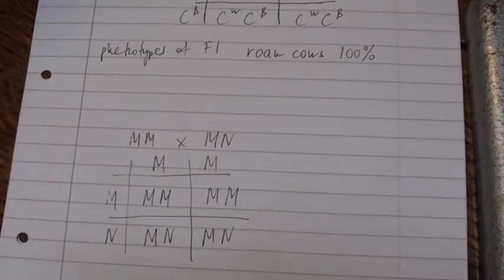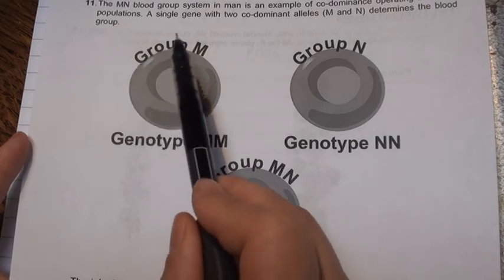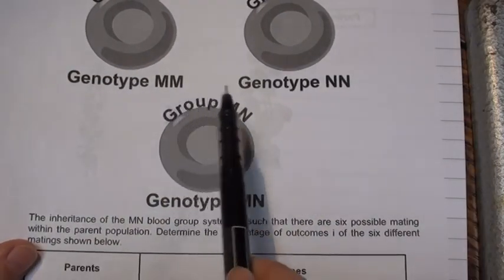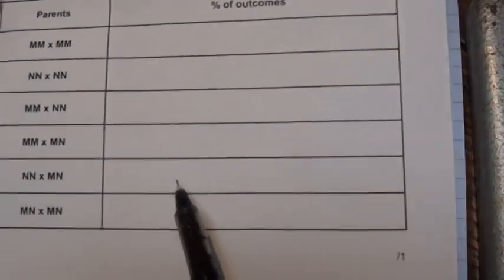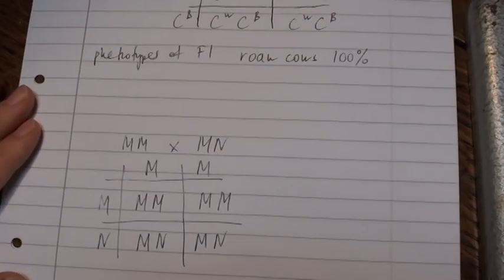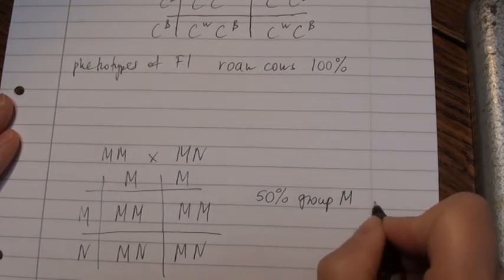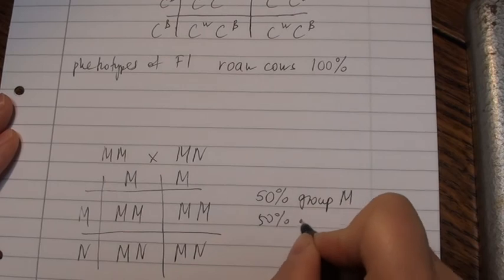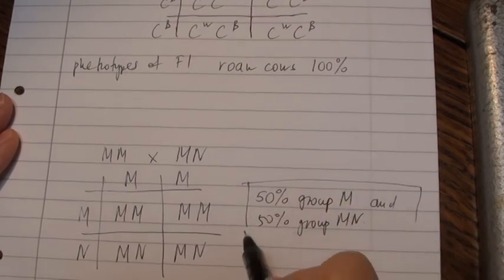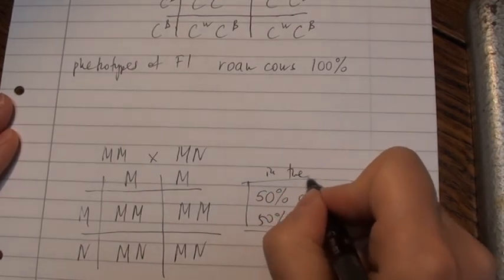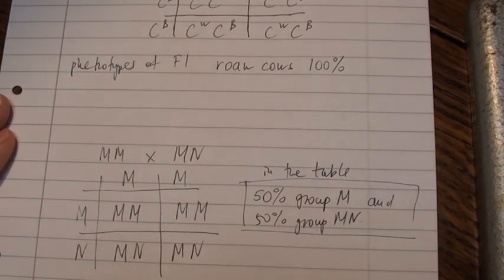Now, looking back at my question, I know that genotype MM represents the phenotype group M, and genotype MN represents the phenotype group MN. So in my final answer for percentage of outcomes for that particular cross, all I'm going to write is that it's 50% group M and 50% group MN. Okay, so that's going to be my answer, which is going to go into the table. And you do the same kind of thing with all your other crosses.